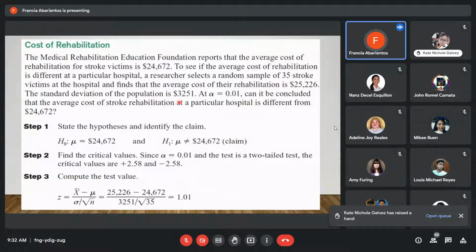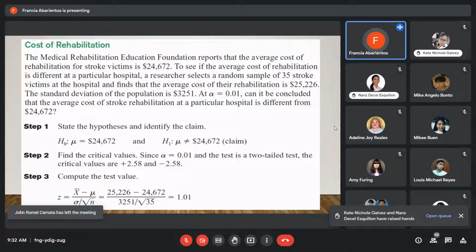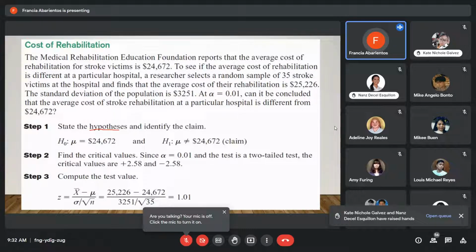Can it be concluded that the average cost of the stroke rehabilitation at a particular hospital is different from the 24,000? So, in stating the hypothesis, we need to state our hypothesis, the null hypothesis, and we need to identify our claim. Since in the problem, given sa atin dito, okay, so ano yung pinapahanap natin?